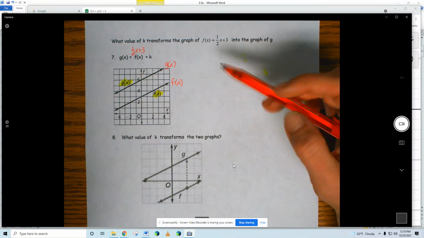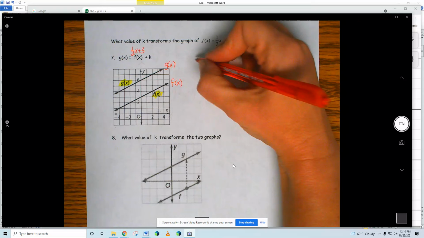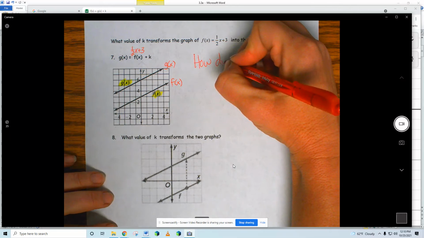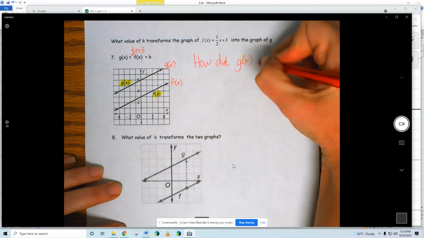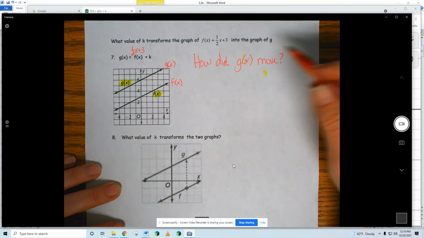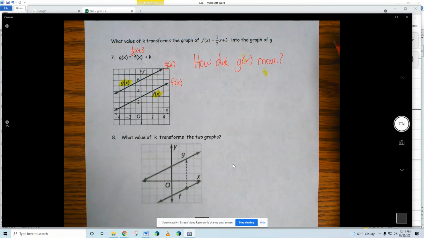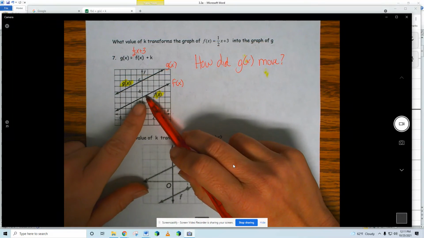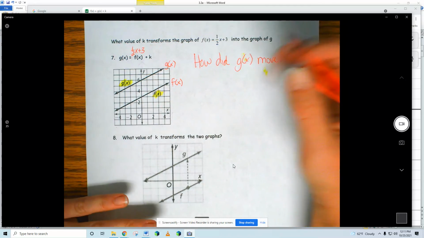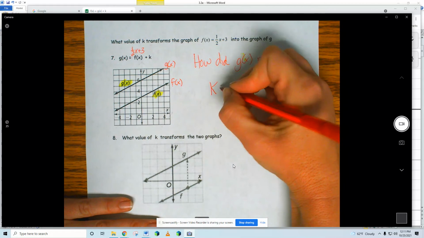Let's talk about it. How did g of x move? I start with f of x, and then I have this line above it. What kind of movement happened? What happened to my k, Joanna? It went which direction? No, I start with f. Oh, it went up. It went up how many? 3. So k equals 3.